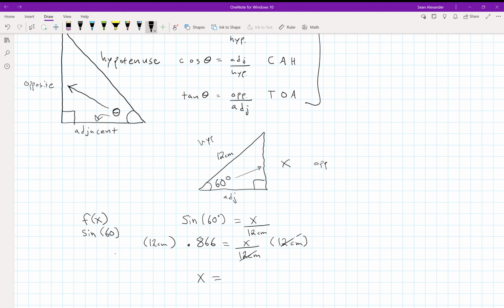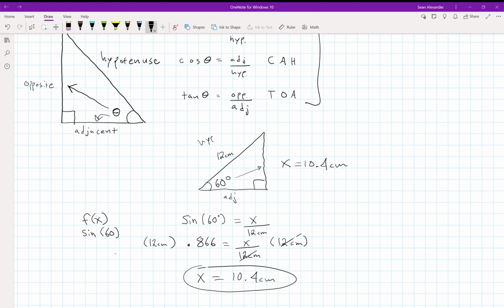And now you can simply use your calculator to do 12 centimeters times 0.866, which I will do myself, because I can't do it in my head, to get roughly, I'm going to round here, 10.4 centimeters. Okay, does that make sense? Let's go back to our triangle. We just found that x equals 10.4 centimeters. Well, I like that number because it's less than 12. We know the hypotenuse is the longest side, so it's good that it's less than that. So this seems like a good answer.